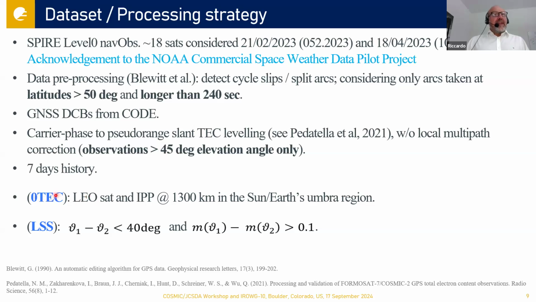For the zero-tech technique, we need to take data where the ionosphere is weak, so we consider only data taken when the LEO satellite and the IPPs, the ionospheric pierce points for any given satellite, are in the umbra region. While for the least square solution, the angular separation between each pair should be less than 40 degrees and the mapping function difference greater than 0.1 as the threshold.